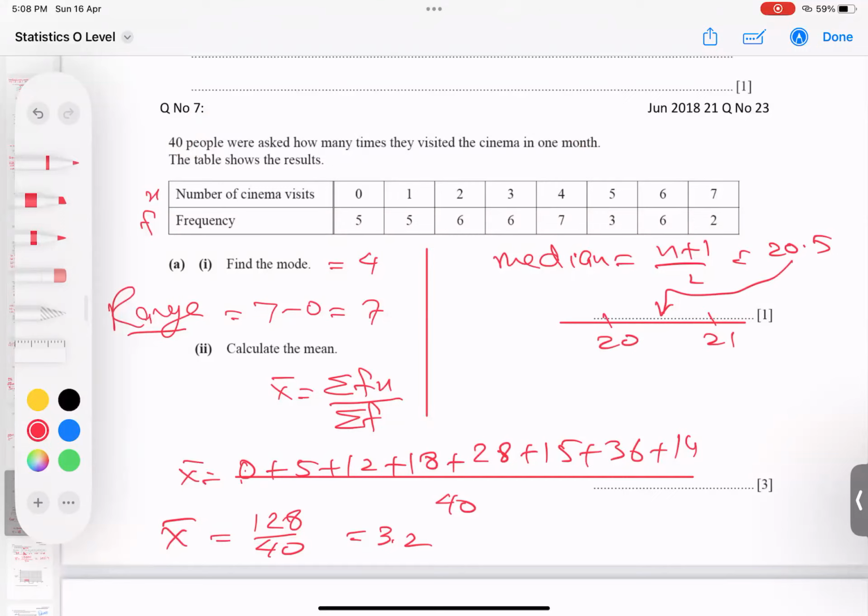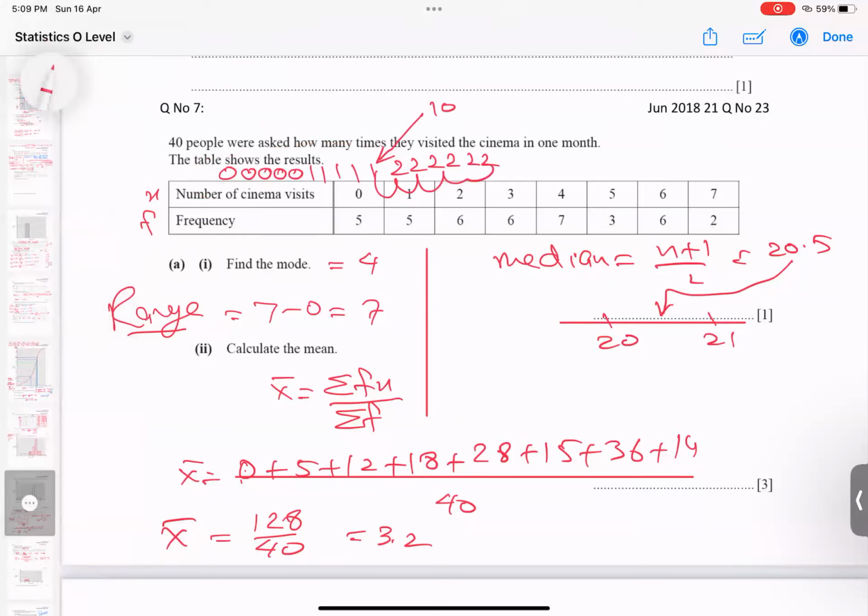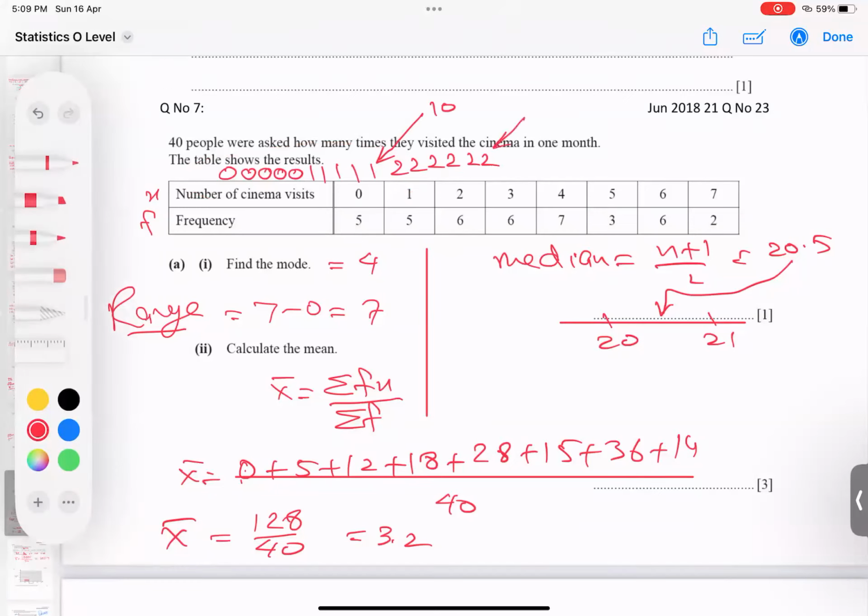Not a hard job. 0 comes 5 times: 1, 2, 3, 4, 5. Then 1 comes 5 times: 1, 2, 3, 4, 5, and 5 plus 5 is 10. If you count all this, this is called the 10th place. I hope you got my point. Then 2 comes 6 times: 1, 2, 3, 4, 5, 6. So if you add them all it becomes 16. So this is the 16th place. I hope you understand what I'm saying.